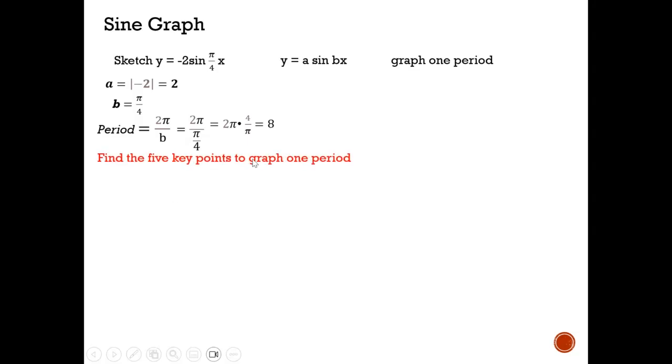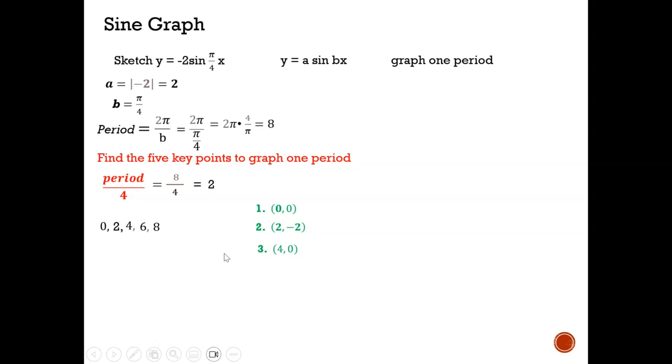So for the 5 key points, we divide the period, which is 8, by 4, which will give us 2, which means we start at 0 and we count by 2s. So 2, 4, 6, 8. Okay? So now, my first point will be 0, 0. My second one will be 2, right? It's going to be negative amplitude because it's going down, right? Because this is negative. So it'll be 2, negative 2.